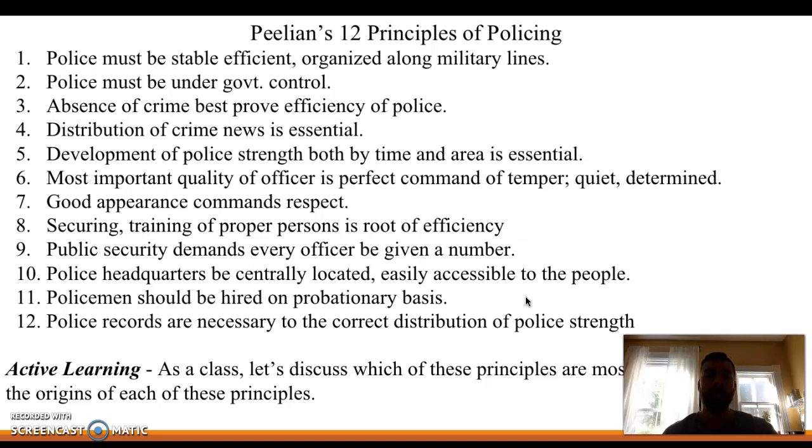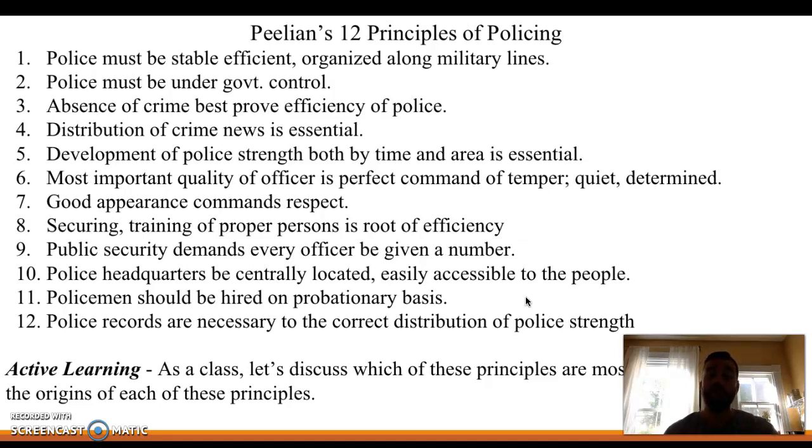He's also going to argue that police must be under government control, meaning they're not run by wealthy individuals. Police are not run by some families. They are run by the government because their job is to enforce the law that is created by the government. This also is supposed to remove them so they're not just essentially personal protection, but their goal is to maintain order and peace among a city or a country.